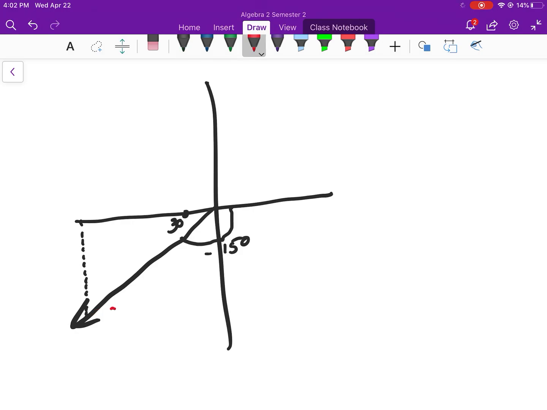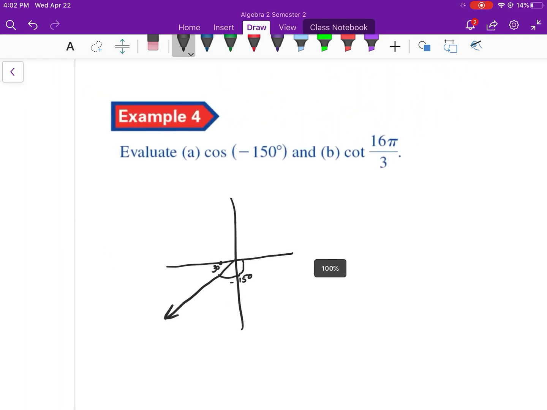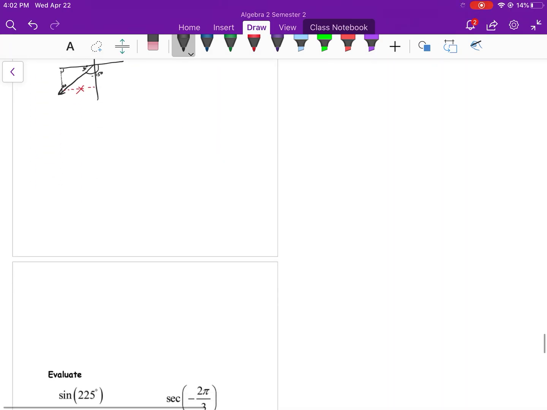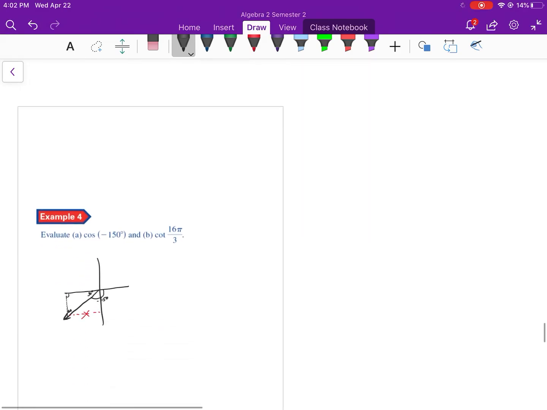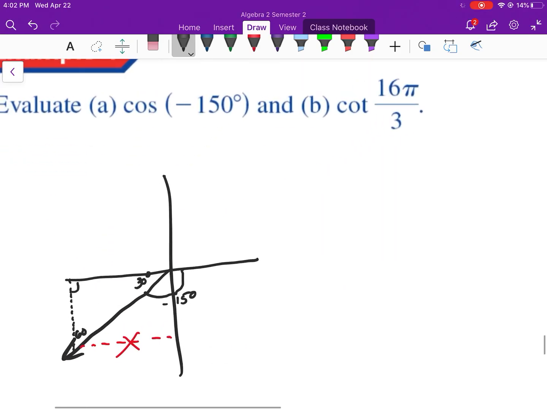Again, do not do the y-axis. Do not do that. It always goes to the x-axis. Now we have a 30, 60, 90, because that will always be a 90-degree angle there. And we should know our sides to a 30, 60, 90 triangle. If you don't remember, opposite of 30 is 1, hypotenuse is always 2, and this will be square root of 3.